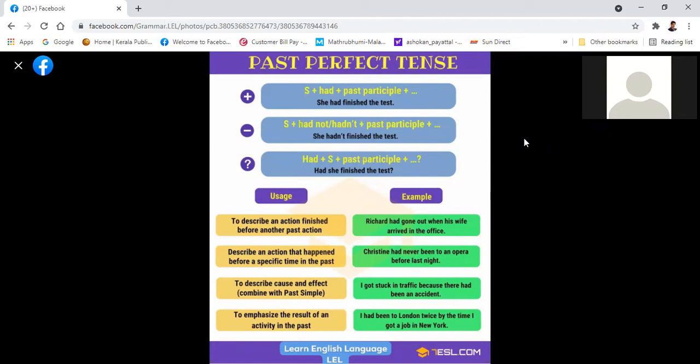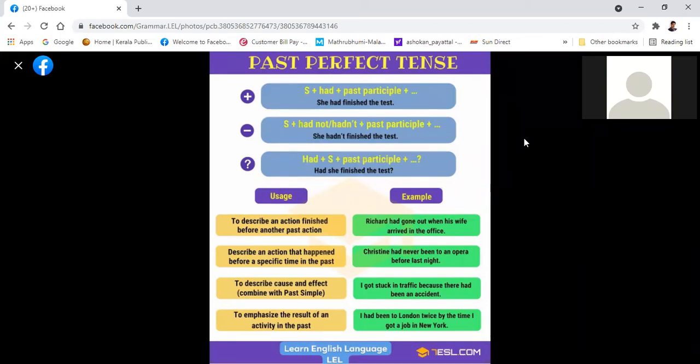Then the last one you see: to emphasize the result of an action or activity in the past. I had been to London twice by the time I got a job in New York. To emphasize the result, emphasize means stress. If you want to give the stress to something, we must use the past perfect. I had been to London twice. Two times I was in London. I want to give clarity, give emphasis, that is stress. For that, I had been to London.